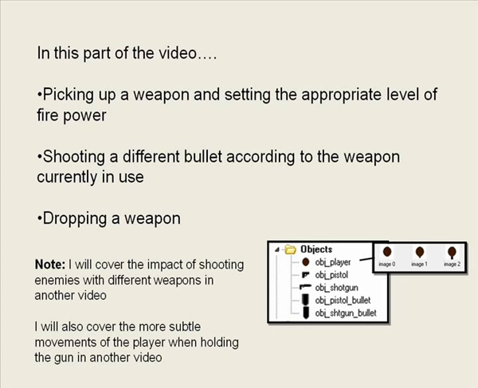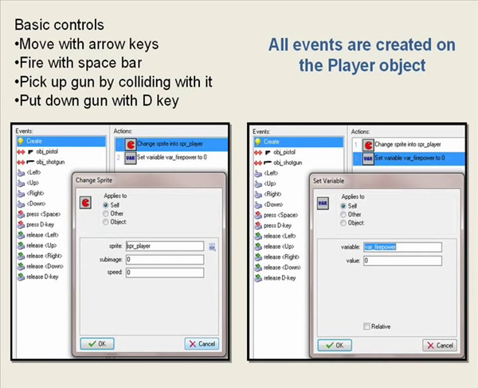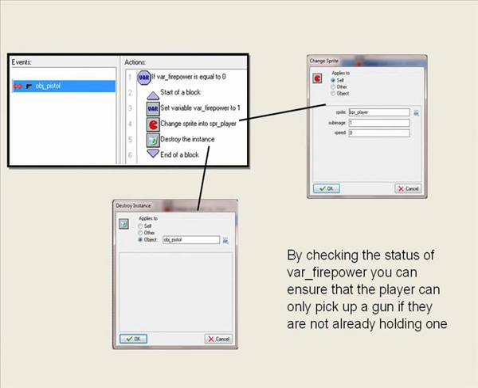There are slightly fancier things to add to the movement of the player, but I'll do that in another video. So we have the basic arrow controls. We will pick up a weapon by colliding with it. We will put it down again using the D key. Set up a collision event between the player and the smallest weapon.